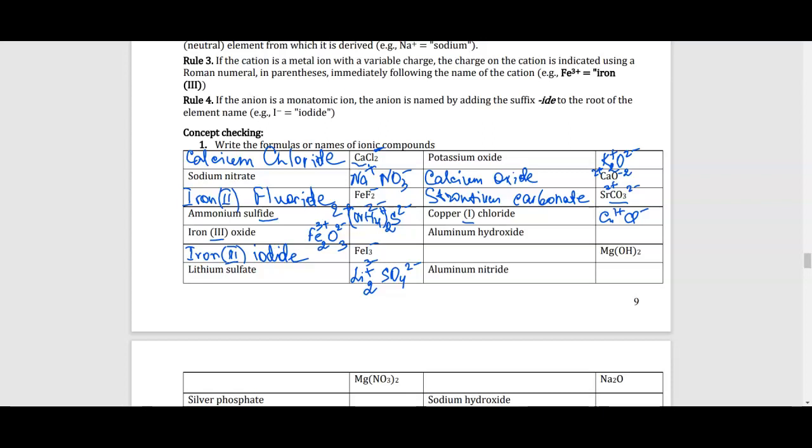Aluminum hydroxide. Aluminum has only 1 charge, 3 positive, and hydroxide, OH, is a polyatomic ion, and its charge is negative 1. So for 3 plus, we have only 1 negative. That means that we need it 3 times. You can see here OH 2 times in magnesium, so we will have the same type of compound, magnesium hydroxide.